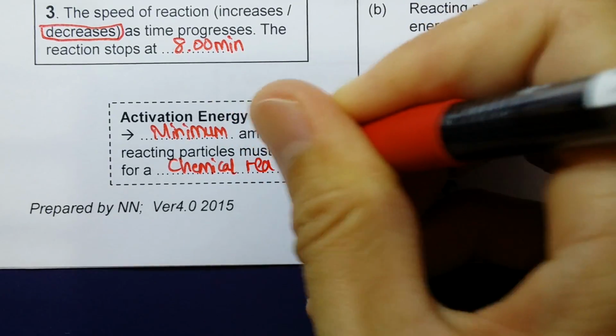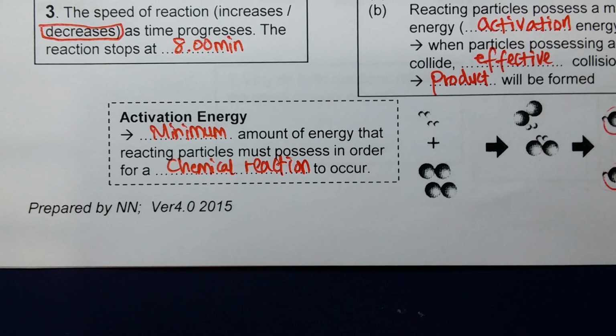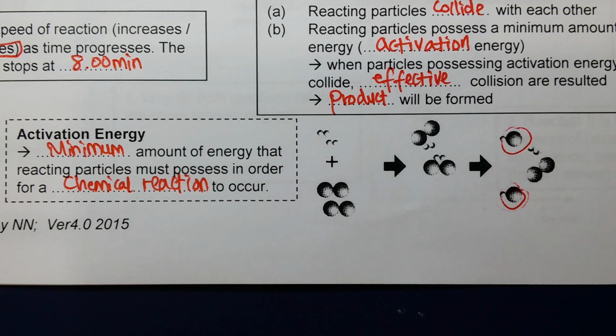When a chemical reaction occurs, that means product is being formed. Now, what if the reacting particles possess energy more than the activation energy? Same thing, products will be formed. So the reacting particles must possess this minimum amount of energy called activation energy in order for products to be formed, in order for a chemical reaction to occur.